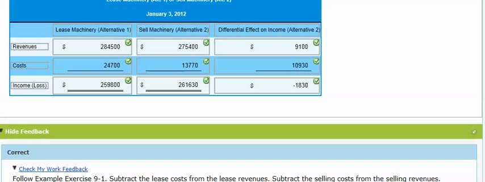All right, we look pretty good there. So as it stands, alternative number 2 would be the better of the two plans because I'm going to have a little bit larger net income from this decision.